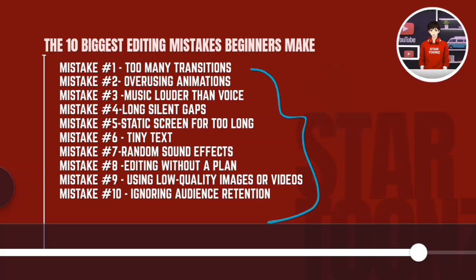If you avoid these mistakes, your videos will instantly look more professional. The first mistake is using too many transitions. Remember, most professional creators rely on simple cuts because they keep the viewer focused on the content. The second mistake is overusing animations. Animations should highlight important moments, not appear on every single object.